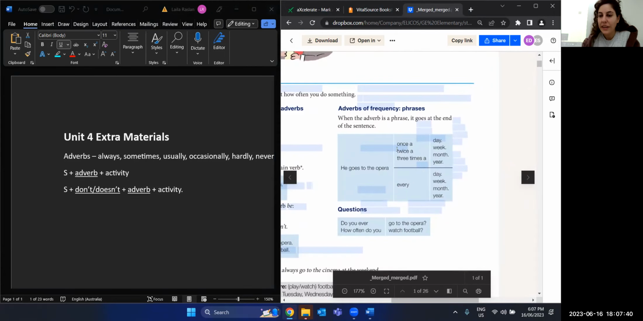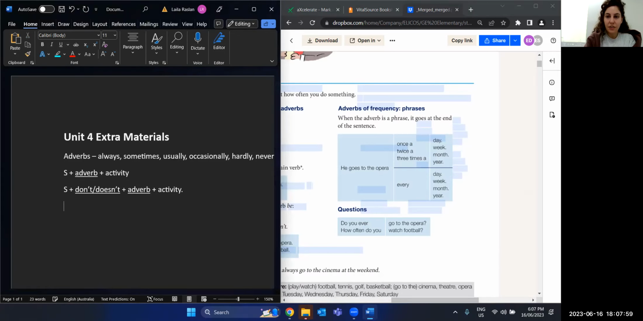Then we have once a day, once a week, once a month, once a year, twice a day, 3 times a year, every day, every week. These ones go at the end. Remember we had it before in the exercise. We said that once or every go at the end after the activity, or it could go at the beginning of a sentence. So only for these ones, the once, twice, 3 times, or the every, they can go at the beginning. Or it could go at the end. So it should look like this.